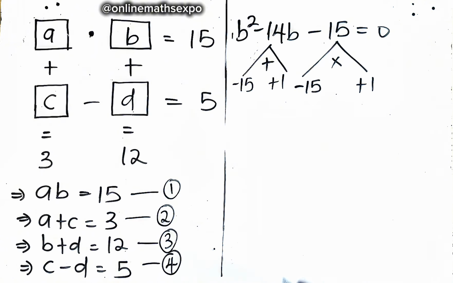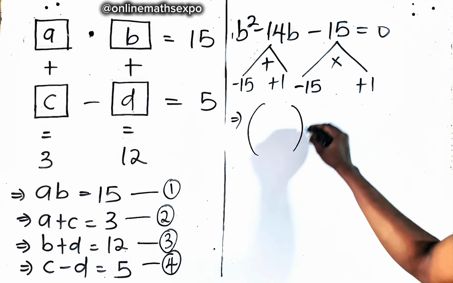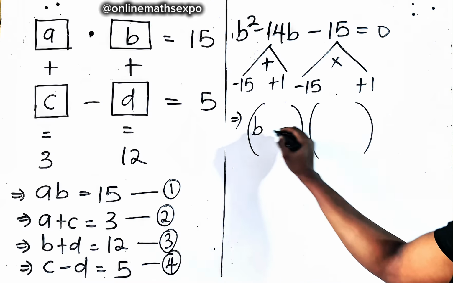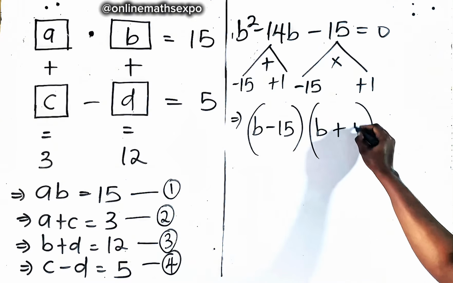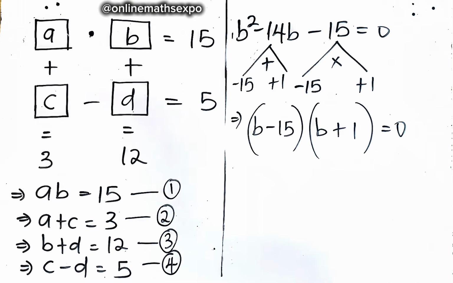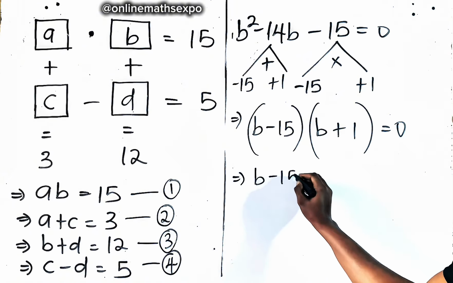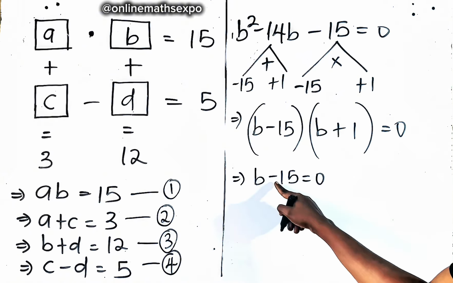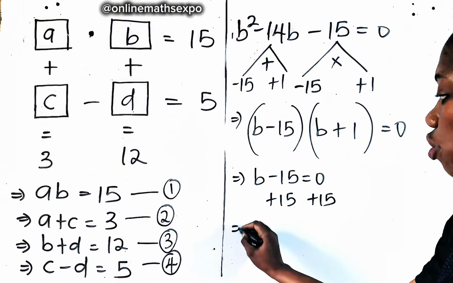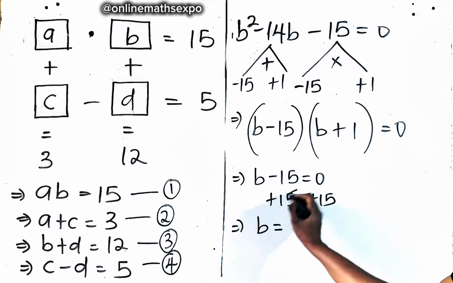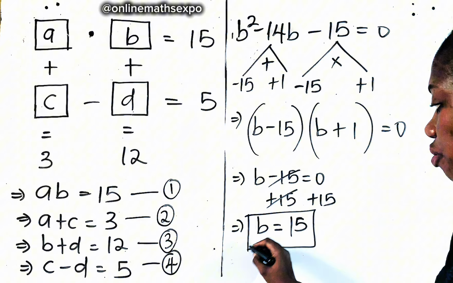So let's work that out. Because this is b squared, we are going to open up two brackets, with one b here and another b here. These values, you put them in here, and this is equal to 0. So solve this first: b take away 15 is 0. To get b, you add 15 to both sides. This cancels, so we have 15. This is the first b value.